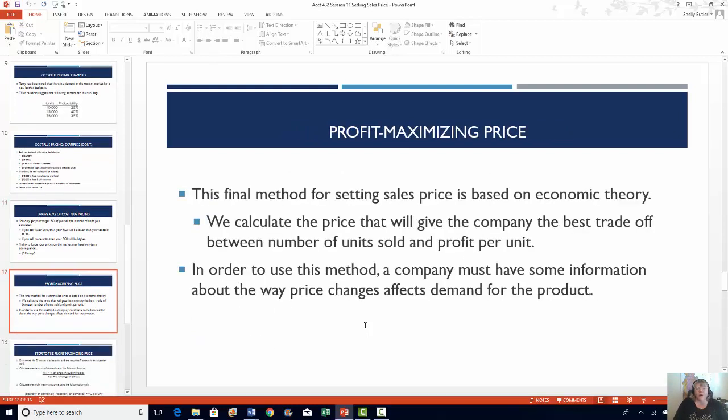All right. So profit maximizing price is a different method. And this final method of setting sales prices is based on economic theory. Now we calculate the price that will give the company the best trade-off between the number of units sold and the profit per unit. In using this method, the company must have some information about the way price changes affect the demand for the product. And we're talking about elastic and inelastic prices.